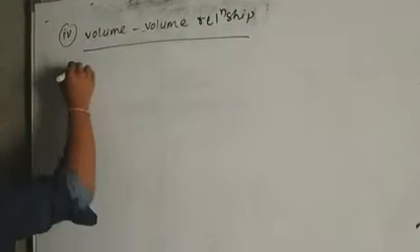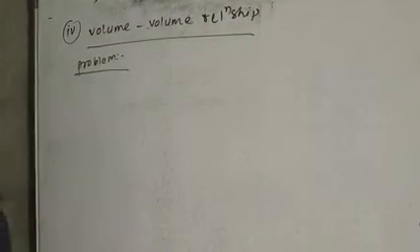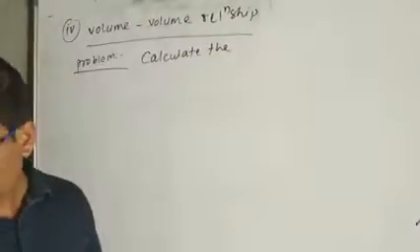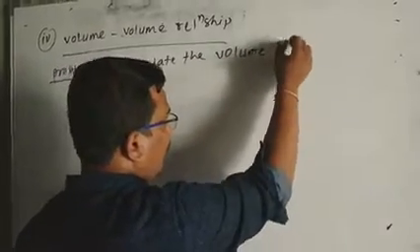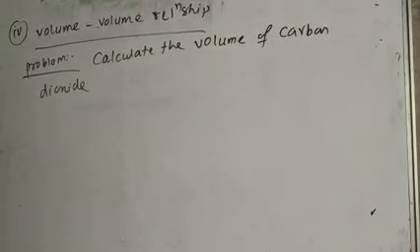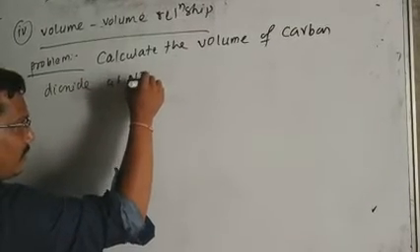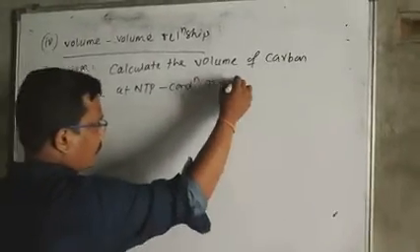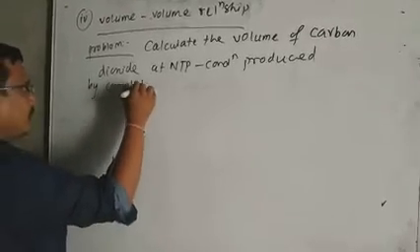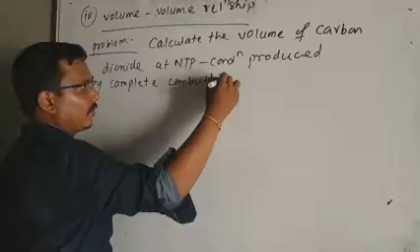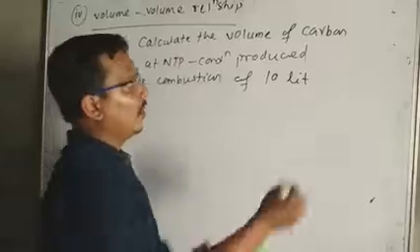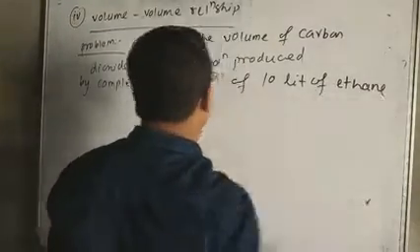Suppose we take a problem. Suppose a question asks: calculate the volume of carbon dioxide at NTP condition produced by complete combustion of 10 liter of ethane. 10 liter of ethane.